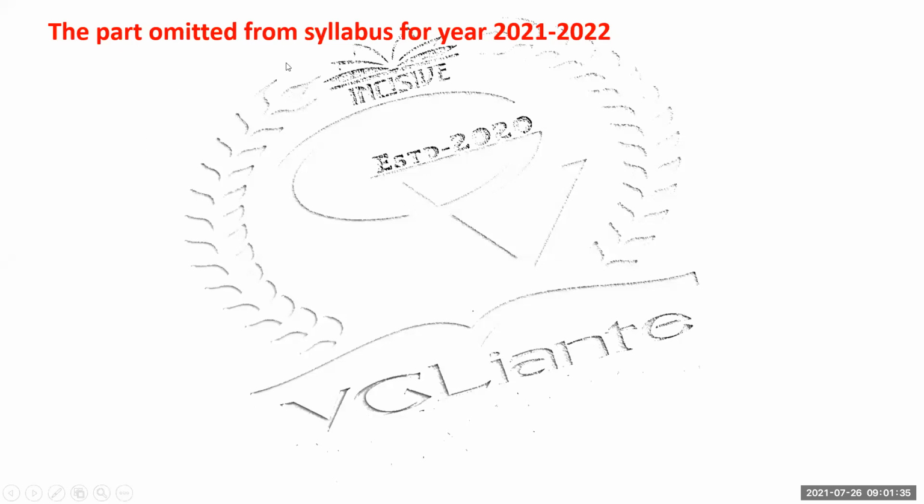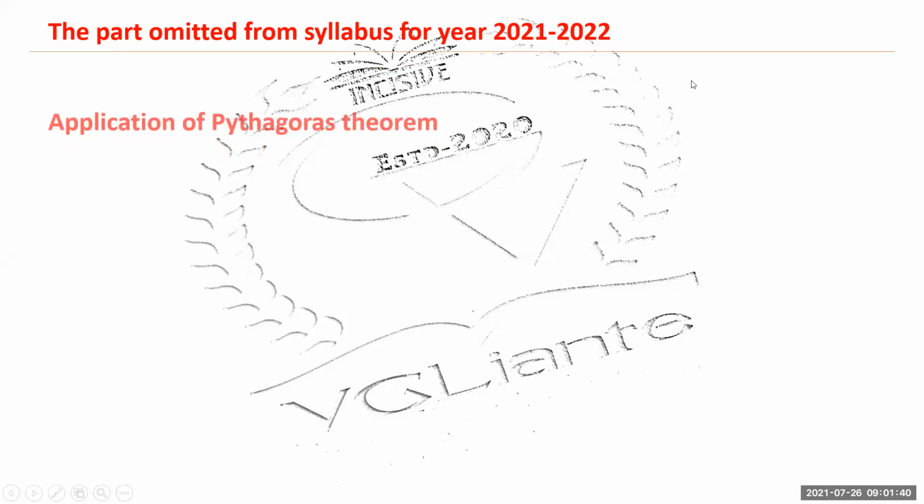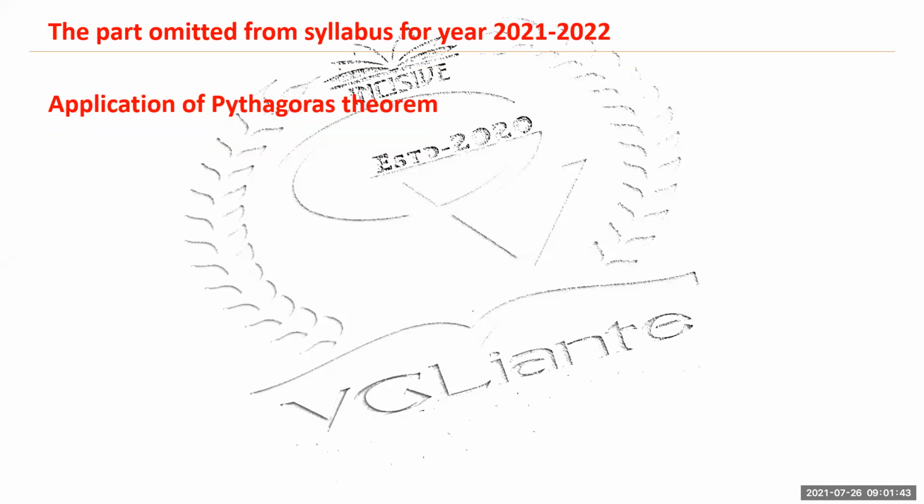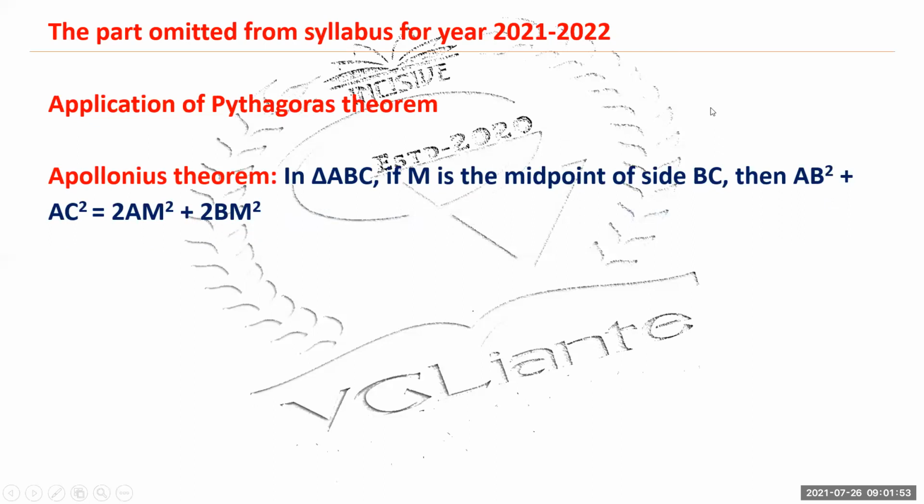Understand, the part omitted from the syllabus for year 21-22. See what things you don't have in this chapter. Now we are talking regarding the Pythagoras theorem. So it is the application of Pythagoras theorem, and next is the Apollonius theorem. Is this clear to all the students? You all can remove the screenshot of this. We'll move ahead.